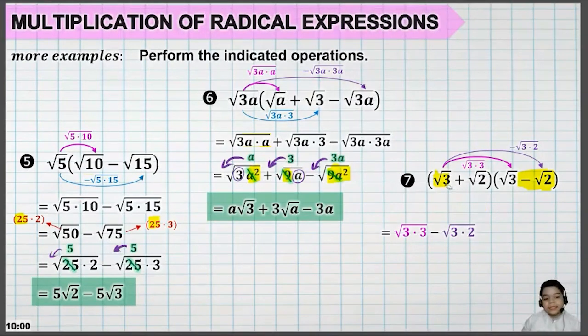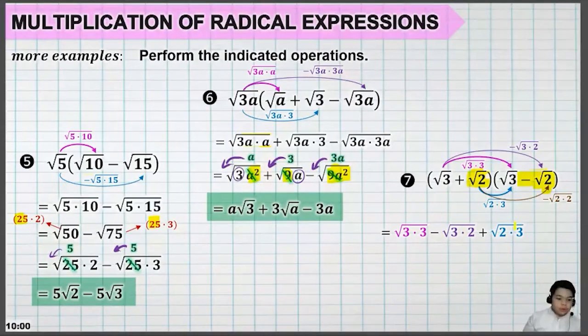Kopyain na natin. And then inner, ito daw inner. So we have square root of 2 times square root of 3. We have positive square root of 2 times 3. And then lastly, we have the last, di ba? Square root of 2 times negative square root of 2. Wait lang, lagay natin isa. Yan. So we have now negative square root of 2 times 2. Sulat natin. So yan yung magiging complete expression natin after natin gumamit ng FOIL.